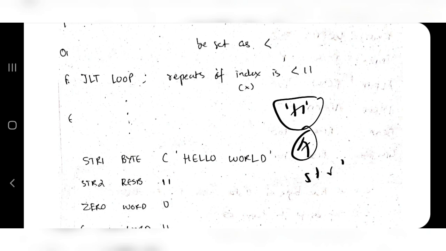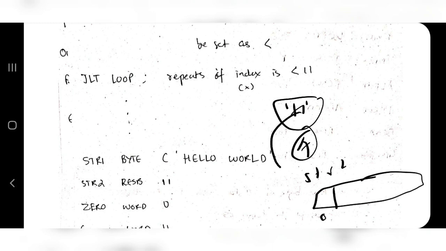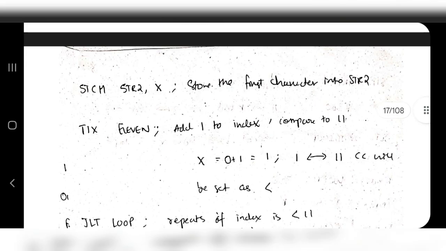str2 is this one, and we have the 0th location here, and we have to store the h value here. So the h value will be stored in this location, the xth location. That's what the command specifies: store the character from register A to str2 at the xth location.